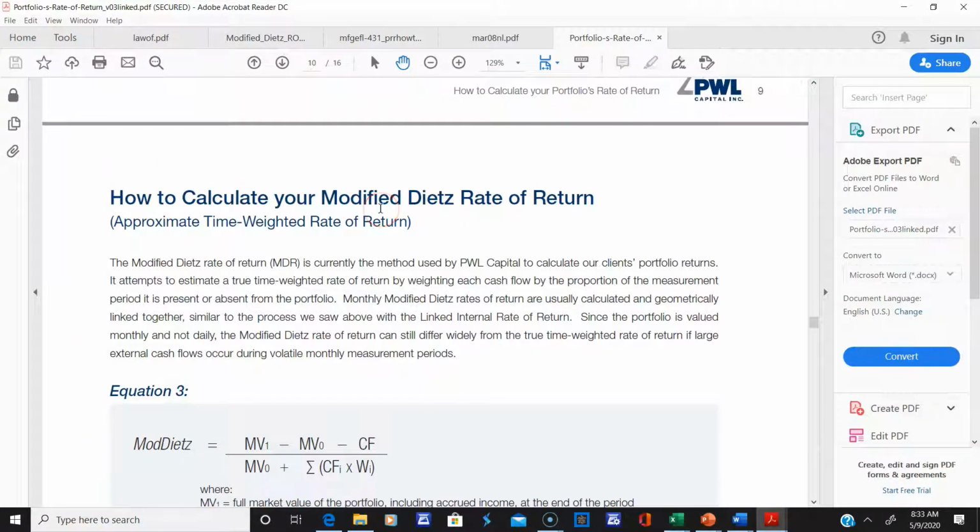So here's one that basically says how to calculate your modified Dietz rate of return, and they refer to it as an approximate time-weighted rate of return. Now, what we're going to learn is there's two methods that are used to calculate rates of return. There's a lot of different calculations, but the two most common are time-weighted and money-weighted. So the modified Dietz is an approximate time-weighted rate of return, and there's a lot of argument about that, by the way. It's abbreviated MDR. And this particular company, PWL Capital, uses that.